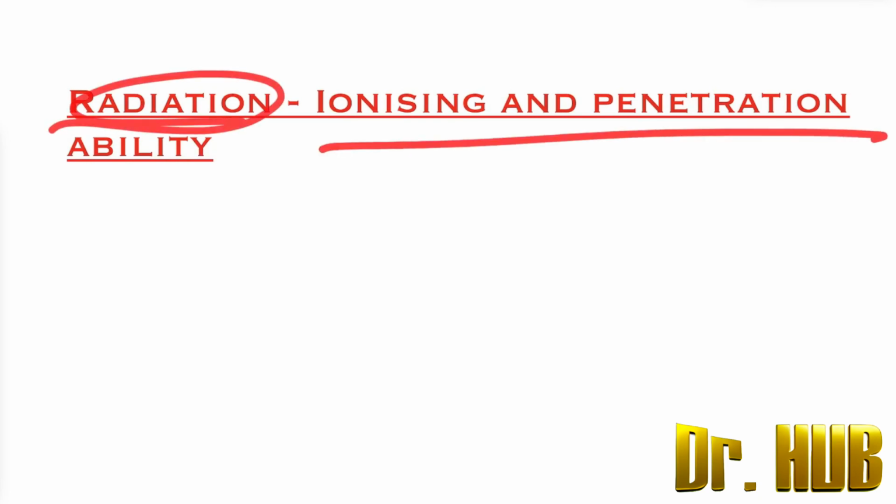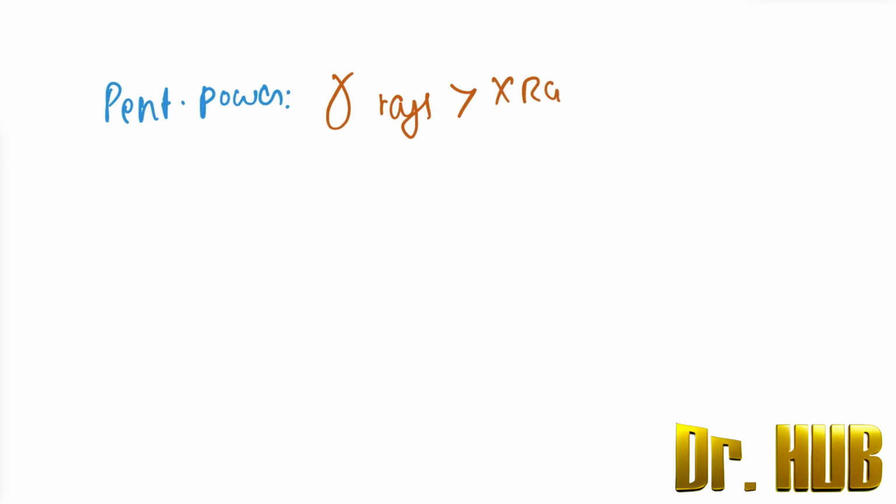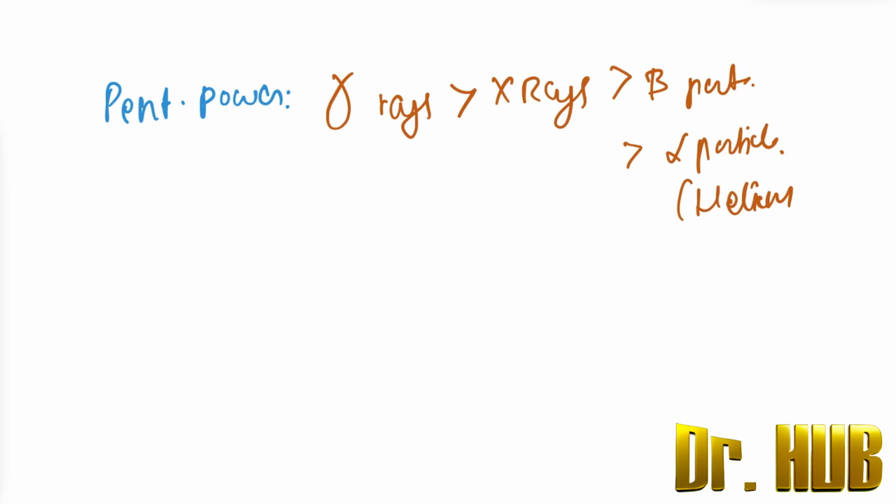Radiation, we are looking at the ionizing penetration ability. So first is what is the penetration power? When you talk about the penetration power, the gamma rays is greater than the X-rays. Gamma is greater than the X-rays. This is greater than the beta particle, and this will be greater than that of the alpha particle. So it involves the helium ions.